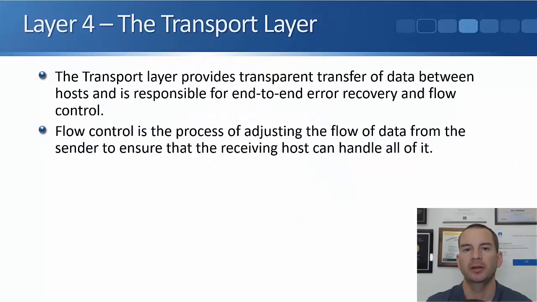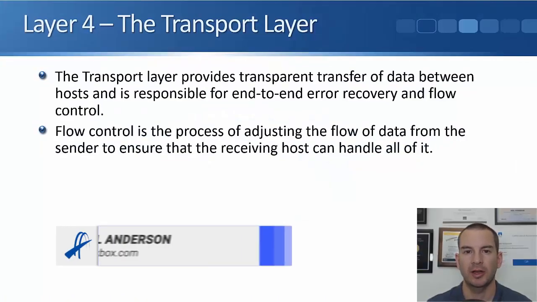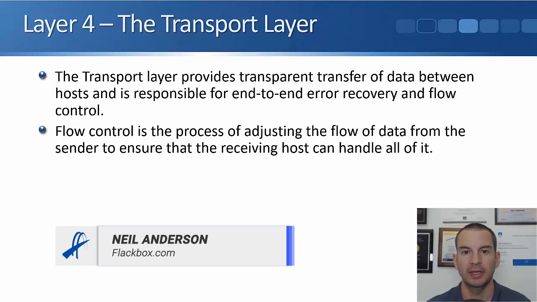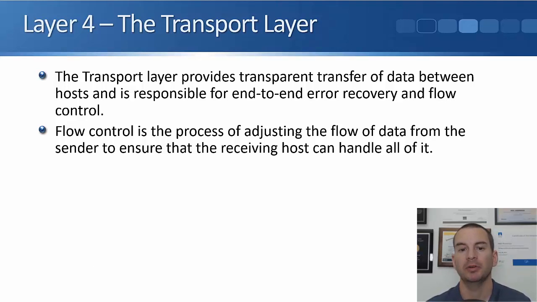You'll learn about layer 4 of the OSI model, the transport layer, in this lecture. Layer 4, the transport layer, provides transparent transfer of data between hosts and is responsible for end-to-end error recovery and flow control. But as you'll learn as we go through the lecture, that is not mandatory. So maybe the layer 4 protocol will support error recovery and flow control, maybe it won't. You'll see the implications of that as we go through.